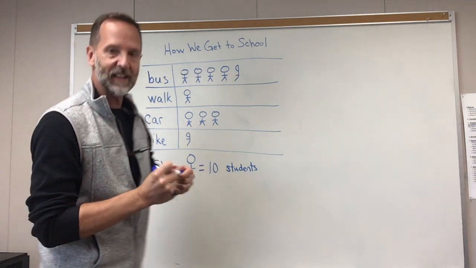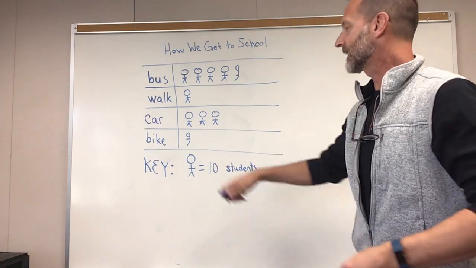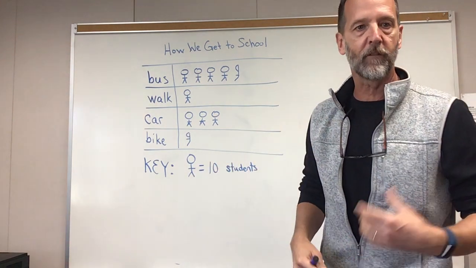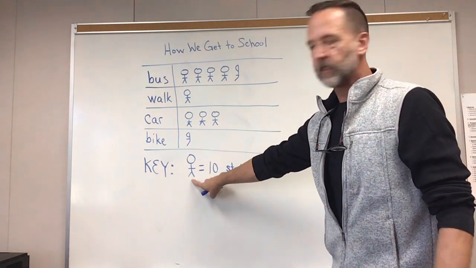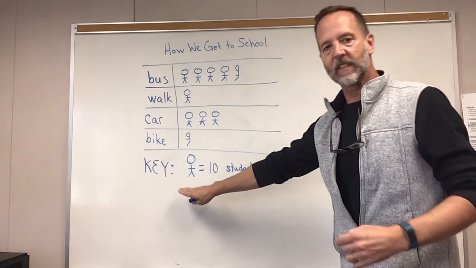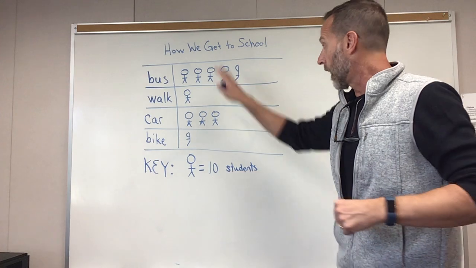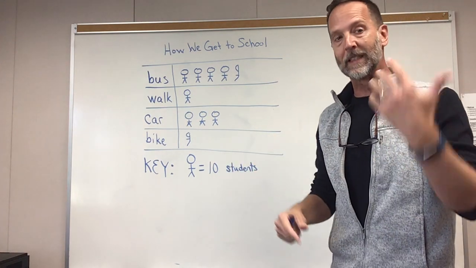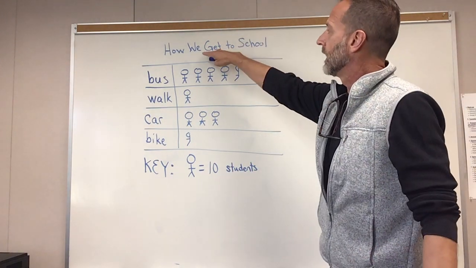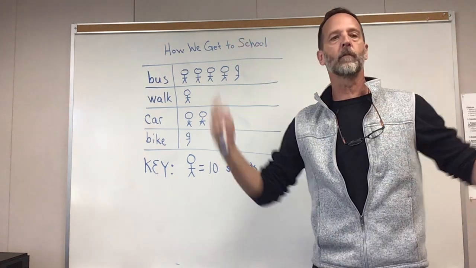This key is not something that you use to open a door. This key is telling you what the symbol in the graph means. So you see I've got my little stick figure here, and it says for every stick figure that I see, that equals 10 students. So on my graph, every time I see a stick figure, that's going to be 10 people. It says, how do we get to school? That's the title of my graph.